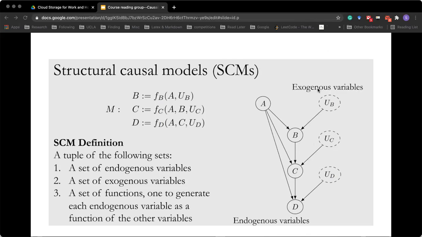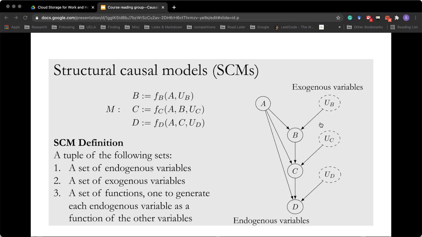Okay. John, I have some questions. Yes. Is this function deterministic? First, the variables like UB, UC, UD are random variables, which means that B, C, D are also random variables. The function could be deterministic, but a function of a random variable should still be a random variable. Okay. The second question is, who is the inventor of this SCM? It's UW Pro. Okay, I see.